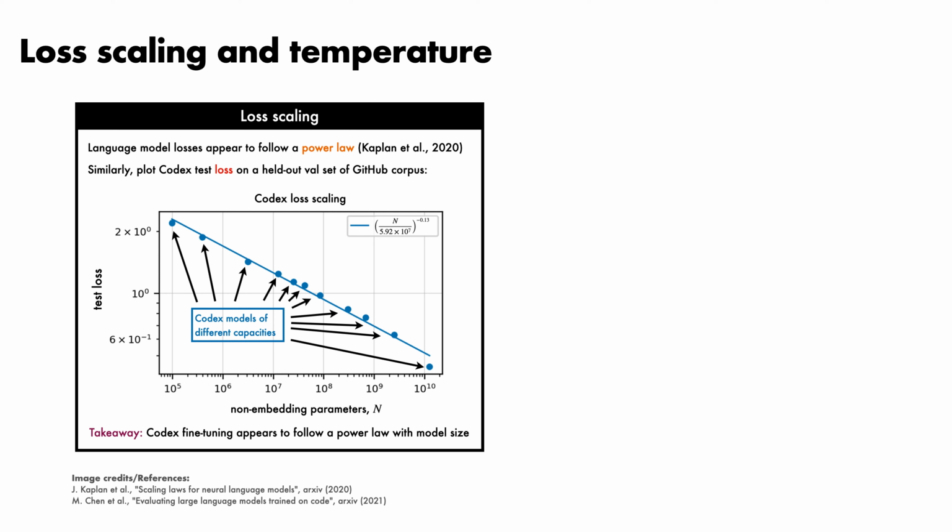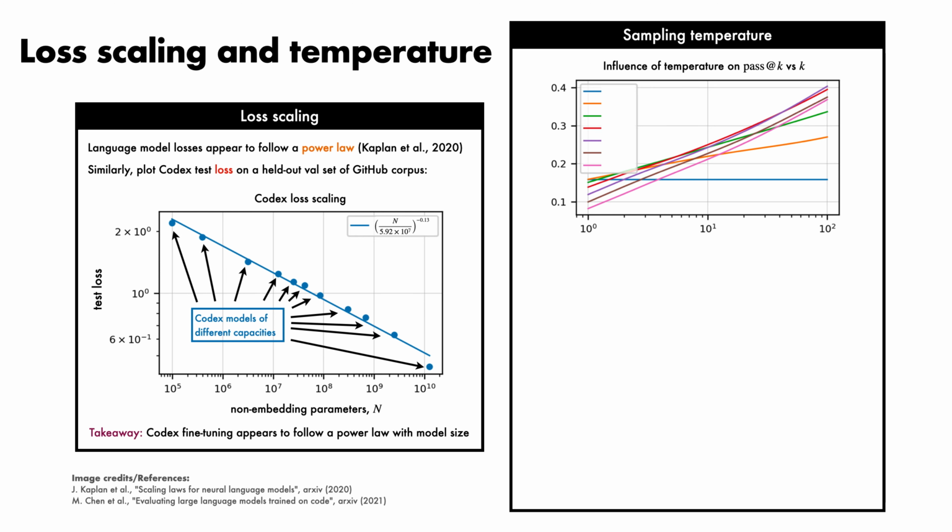One factor that the Codex authors observed to be important when evaluating the pass@k metric is the sampling temperature. Here, we plot the influence of temperature as we vary the number of samples used during evaluation, and compute corresponding pass@k scores. The x-axis depicts the number of samples, k, and the y-axis depicts pass@k. The coloured lines represent different temperatures, ranging from 0 up to 1.2 in increments of 0.2. We see that the best temperature to use depends on the pass@k k value.